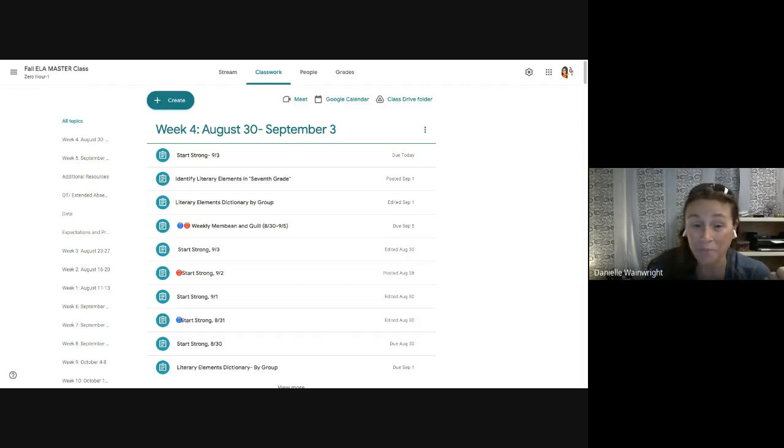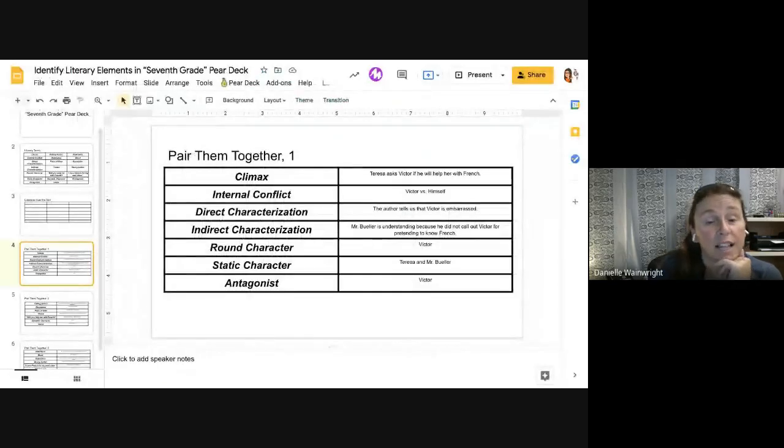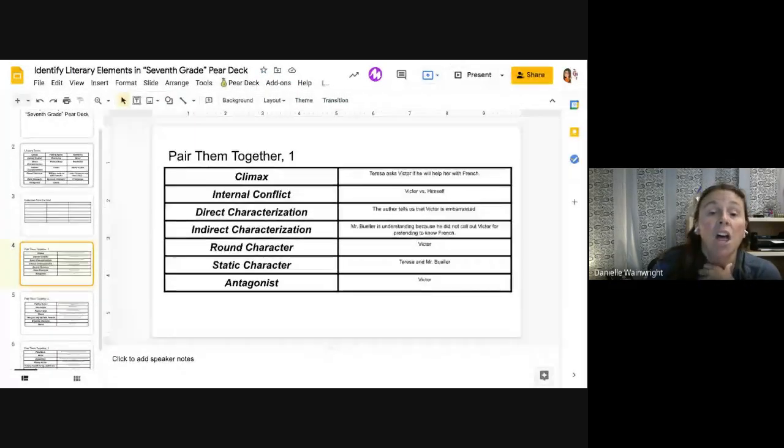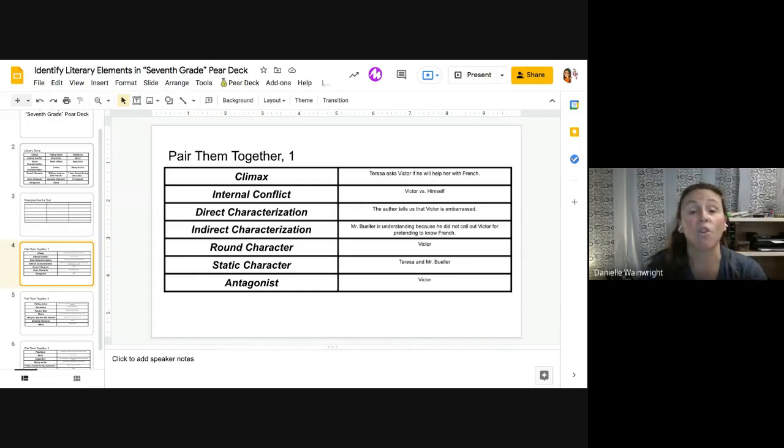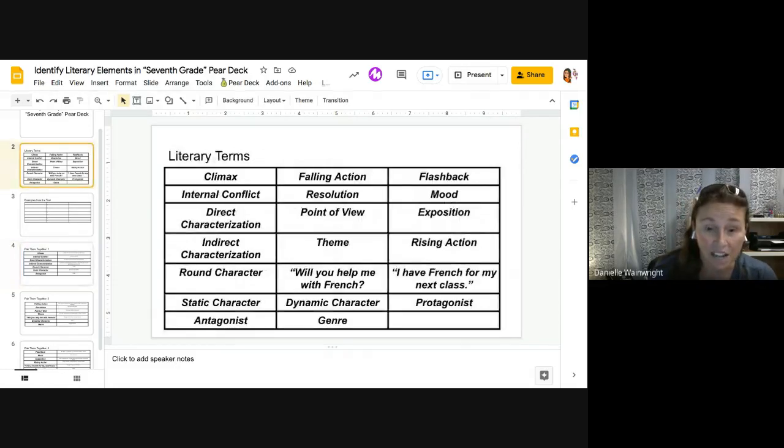So you would open Identify Literary Elements in 7th grade, and you will have this slide deck that has 6 slides in it. The first slide is just the title slide. The second slide has a list of all the literary elements that show up in the short story 7th grade. You don't need to do anything with slide 2. It's just a list.